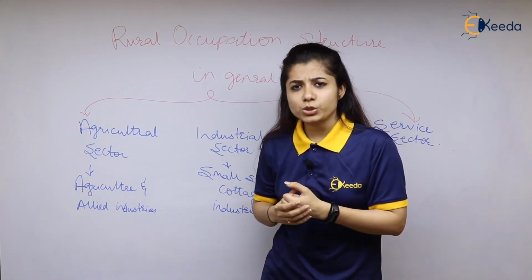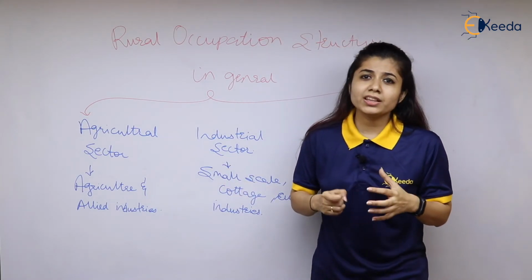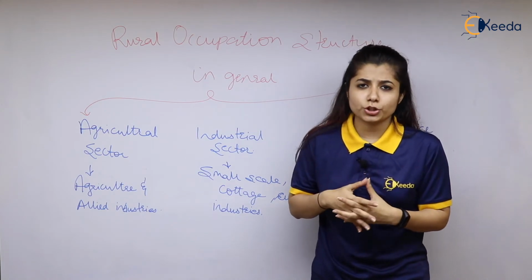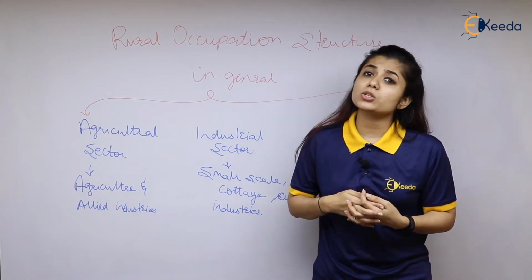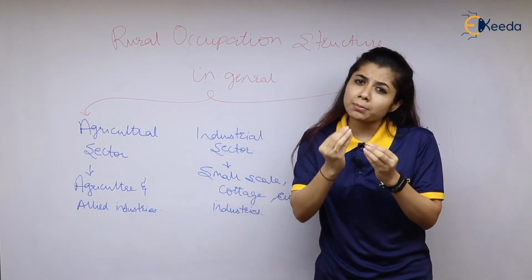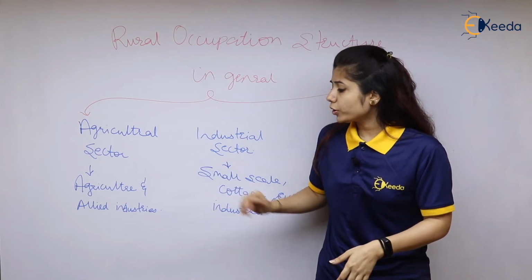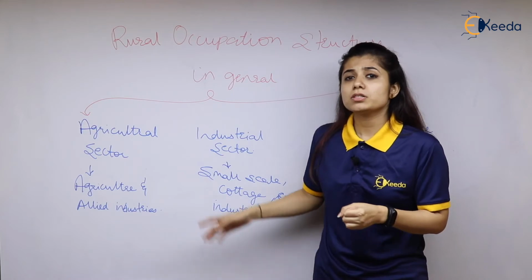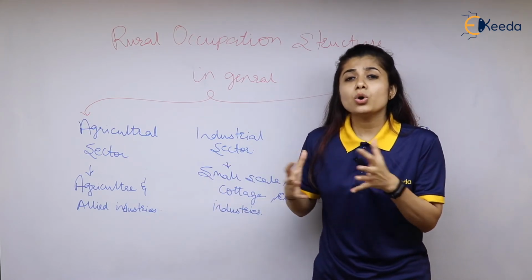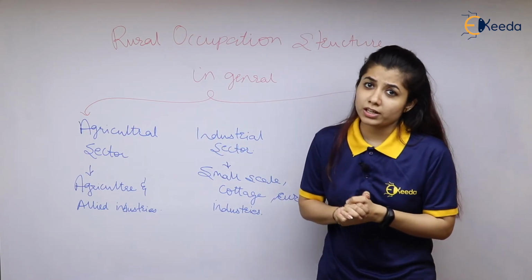Apart from the agricultural sector, we have the second one, that is the industrial sector. It involves the processing of raw material and production of finished goods. All these activities also happen in the rural areas. Industries do exist in some amount or in a major amount in the rural areas as well. So in this, we have small industry, cottage industry, and rural industries. All these form the industrial sector in the rural areas.